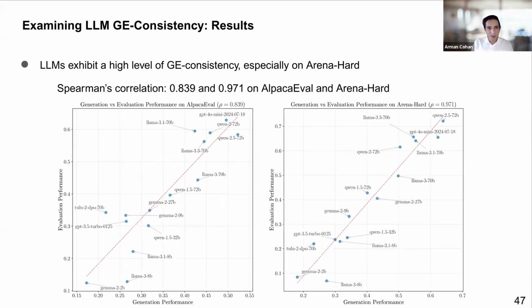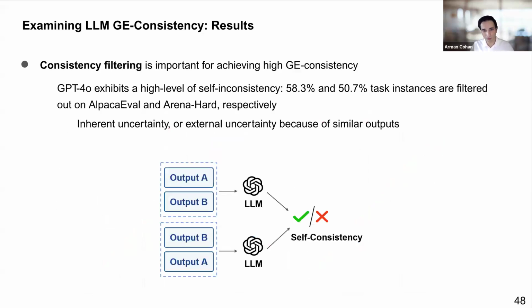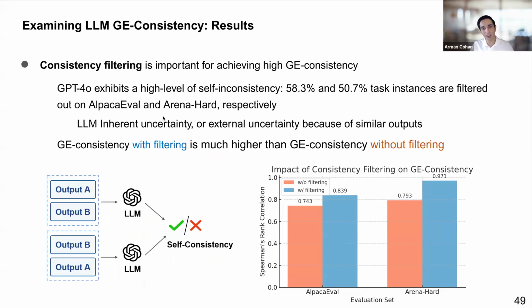So this is the result on how the LLMs exhibit generator-evaluator consistency. We see that the consistency is high, especially for the Arena-Hard dataset. We see a 0.97 Spearman correlation, which means that the LLM that is better at generation is also better at evaluation when you are comparing it with other models. And this consistency filtering turns out to be important to get this high correlation. If we don't eliminate these inconsistent instances, we get about 79% in the best case, whereas with filtering, we get 97.